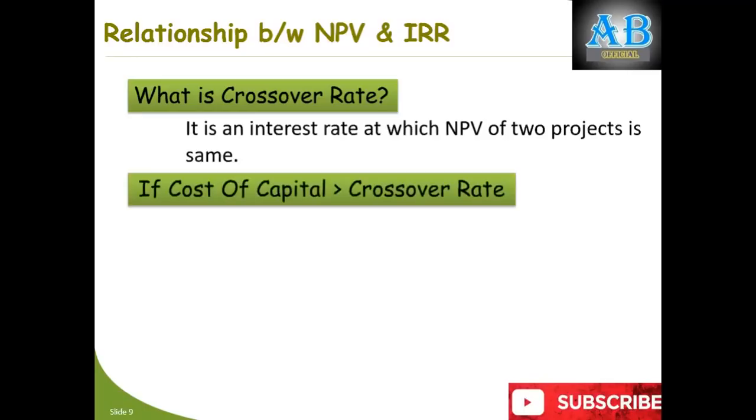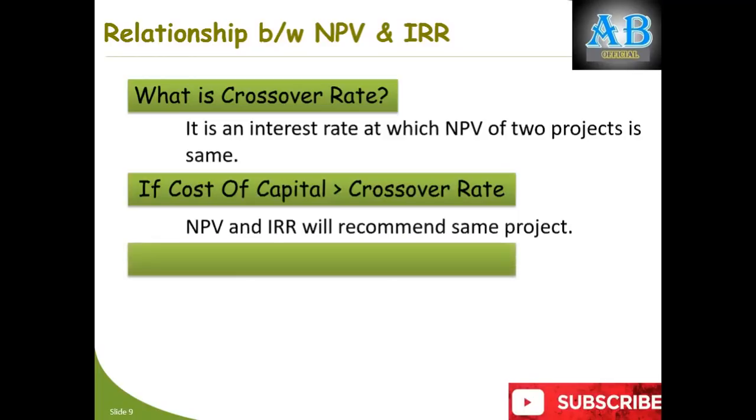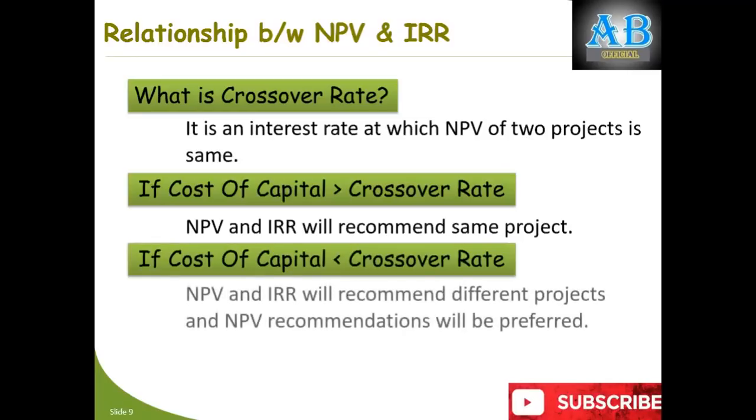Then if the cost of capital which you are using to calculate your NPV is higher than your crossover rate, in that case the recommendations of NPV and IRR would be for the same project. There would be no contradiction. But if the cost of capital which you are using to calculate your NPV is lower than your crossover rate, in that case the recommendations would be different from both methods, and in that case the NPV method recommendation would be preferred as compared to the IRR method.